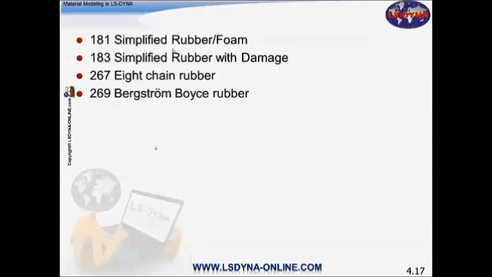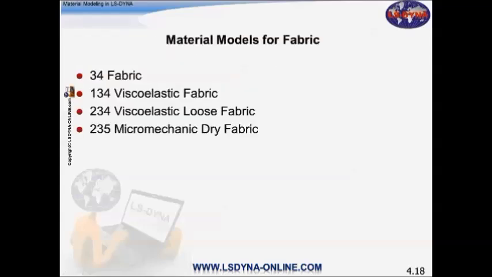181-83 is the simplified one. Even though it's simplified, we need to understand what it is. When I say simplified, you only need one uniaxial test, compression and tension. That's it. And then LS-DYNA does the rest. And of course, if you include damage, then you have to do multiple tests as well. I'm going to talk about that. For fabric, this is loose fabric, meaning that there's only fiber, no resin. So 34 is fabric for airbag. 134 is viscoelastic.